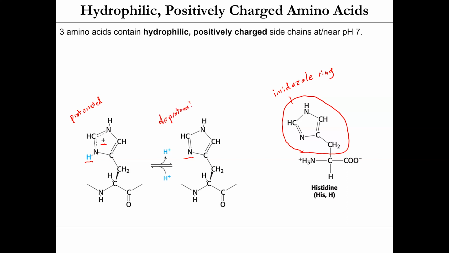Because it can gain or lose that proton, it's often very important in proteins that catalyze chemical reactions, so enzymes. Histidine is often involved in the active site of different enzymes, and for that reason, it's pretty important. But it can be positively charged at or near pH 7, so that's why we include it with the other amino acids. So it's histidine. Its 3-letter code is HIS, H-I-S, which is easy, and its 1-letter code is H, which is also easy.